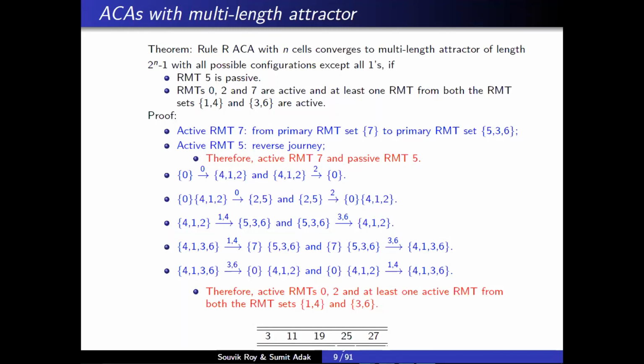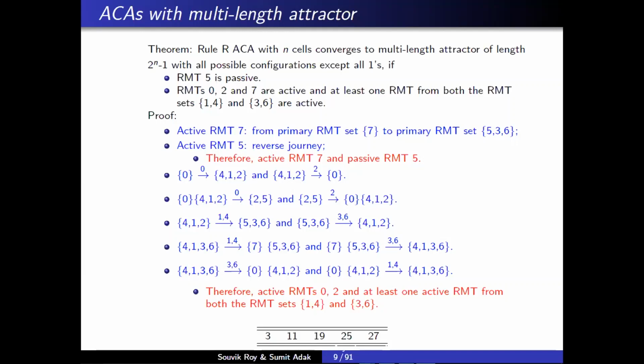And the proof is very simple. First of all, I have mentioned that this all-1 configuration is not included within the cycle. So we have to restrict the journey of other configurations towards the all-1 configuration. For that, primary RMT 5 is responsible for that journey, and active RMT 7 is responsible for the reverse journey. So the first condition is therefore active RMT 7 and passive RMT 5, to make it not recurrent, but keep the all-1 configuration apart from this multi-length cycle.